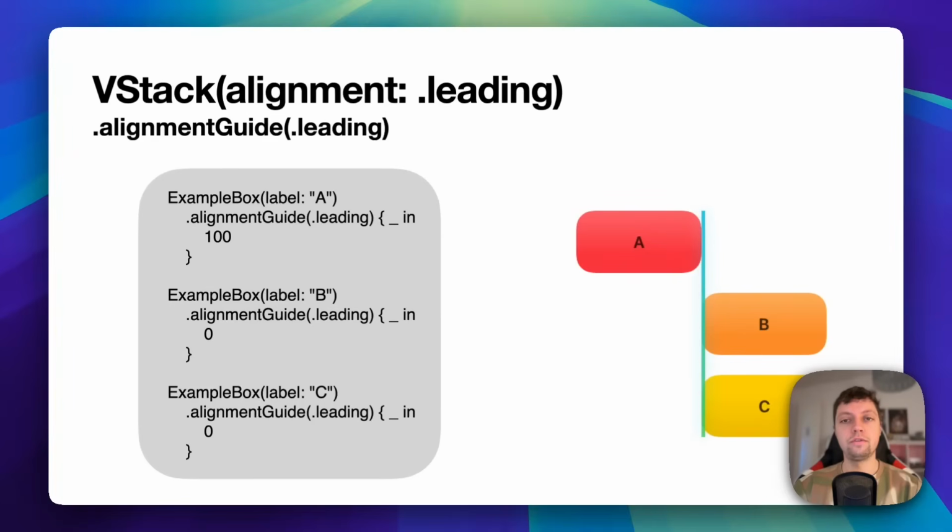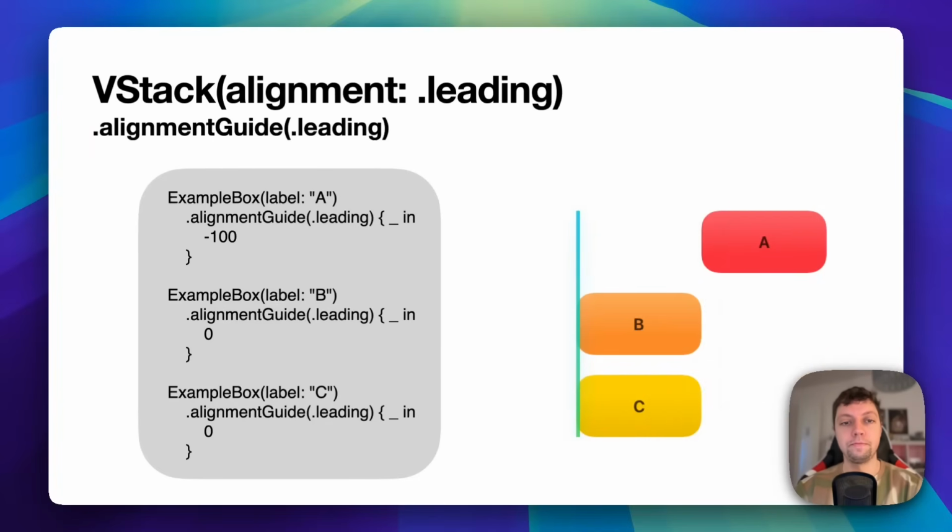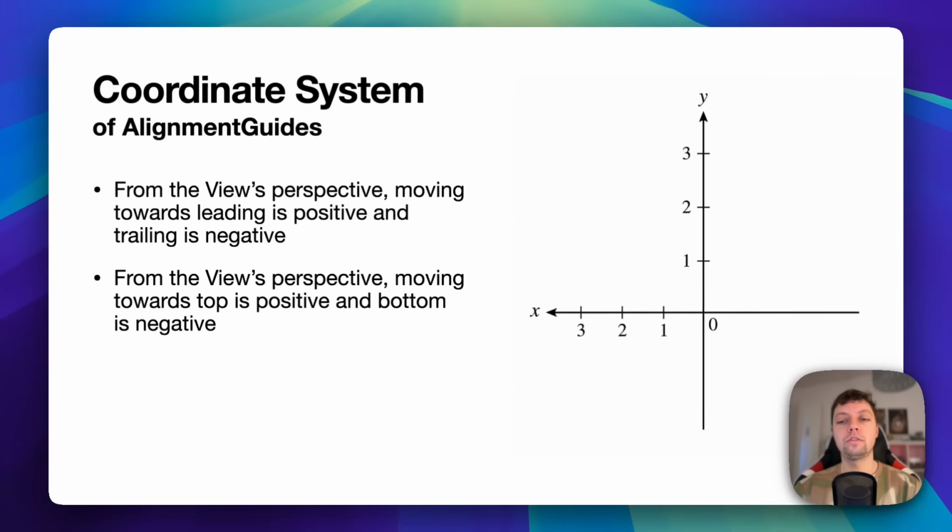So this behaves a little differently than, for example, offset would, where offset only moves the specific view, but the others don't get moved in the layout. Here with alignment guides, all of the views actually move on the screen. And similarly, if we apply a negative alignment guide of 100, then box A moves away from the leading alignment guide and all of the others shift to the left, so everything is centered in the container again. So very briefly, this is what the coordinate system of alignment guides looks like.